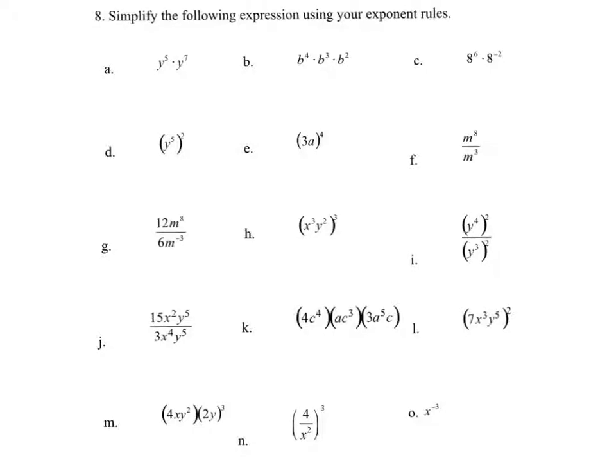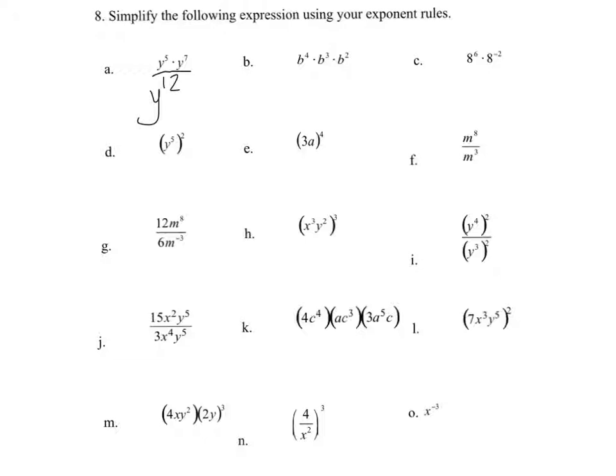Question 8 asks us to simplify the expressions using exponent rules. So we first have to remember our exponent rules. Exponents represent repeated multiplication. So when we're multiplying with a common base, we add the exponents. So for instance, letter A here, they both have a base of y, and we're going to add 5 and 7 to count a total of 12 y's being multiplied together, so we get y to the 12th.